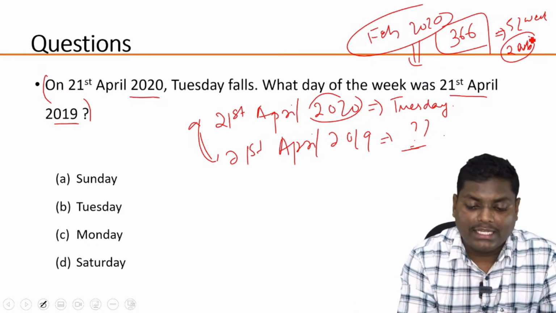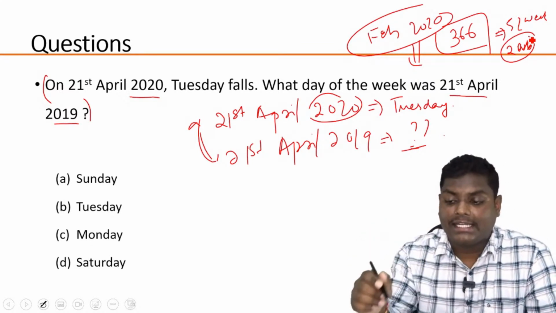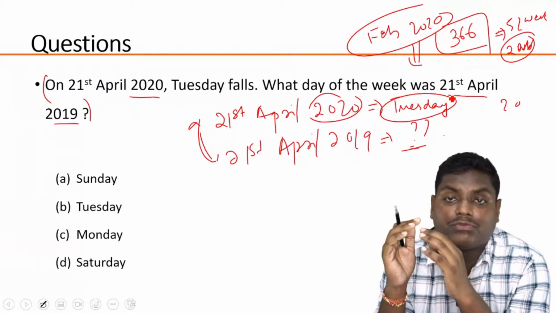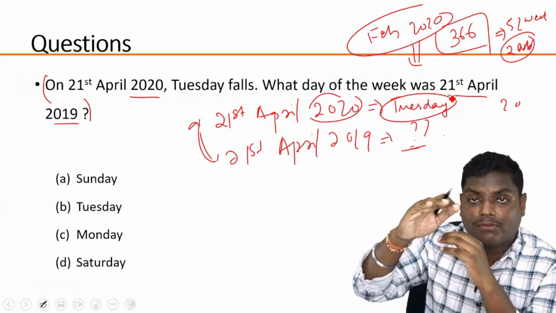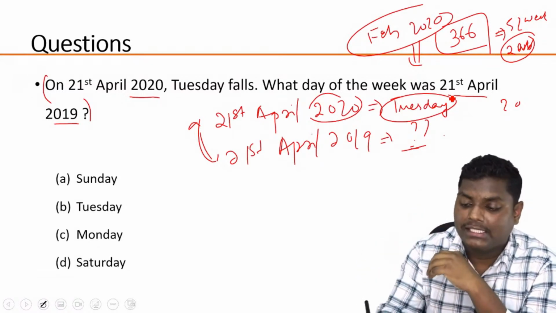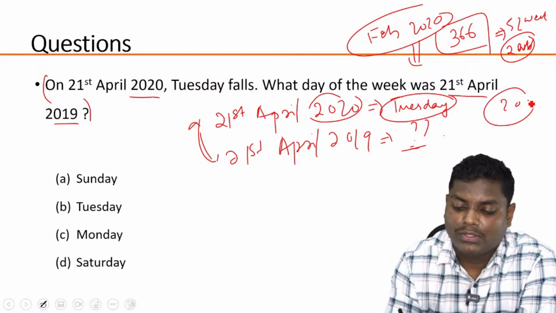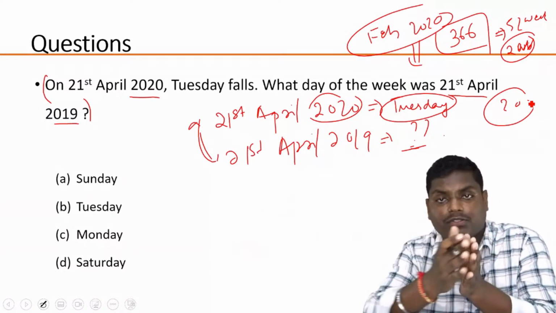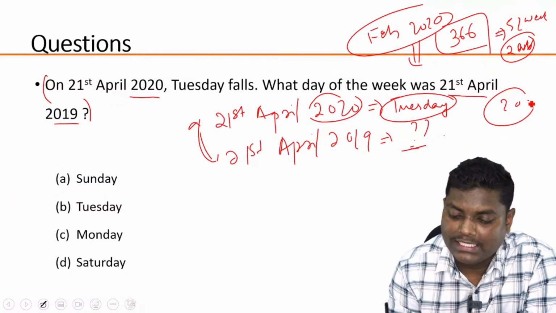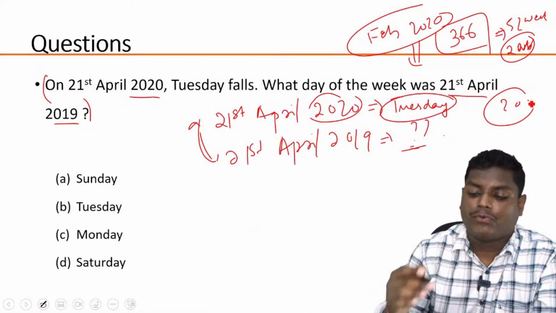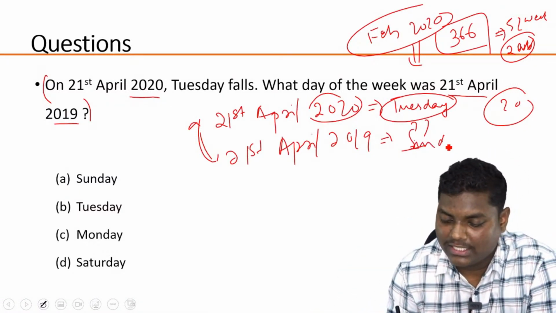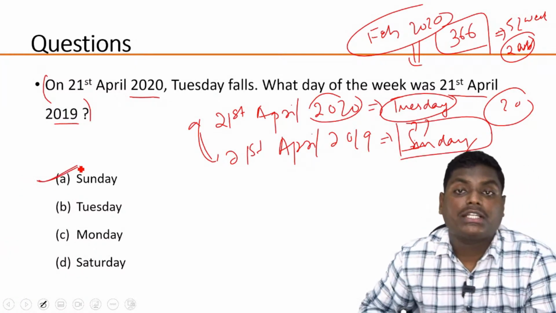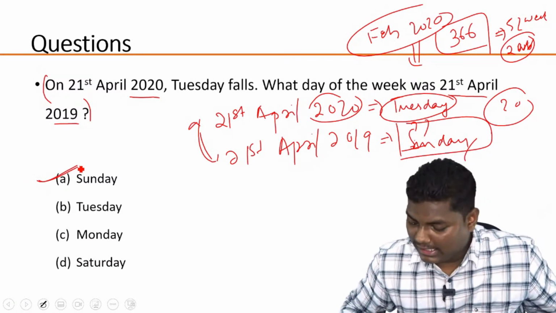Since we are counting in the reverse direction from 2020 to 2019, this 2 days extra will be subtracted from this Tuesday. This is important. Just one simple thing you have to do: since we are counting in reverse from 2020 to 2019, you need to subtract 2 days. If 2020 is a Tuesday, then 2 days before it will be Sunday. So the correct option is option A.